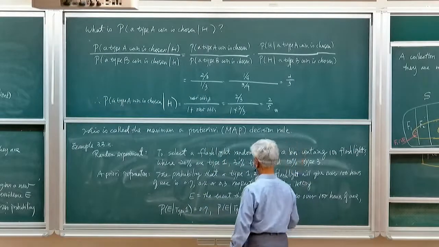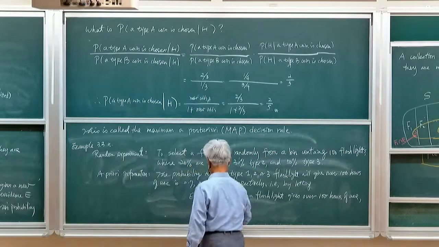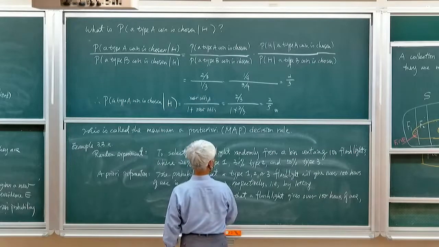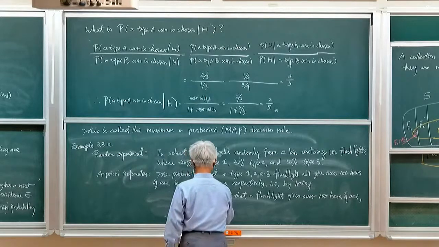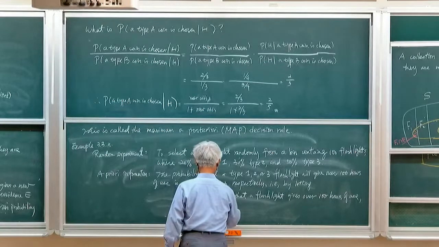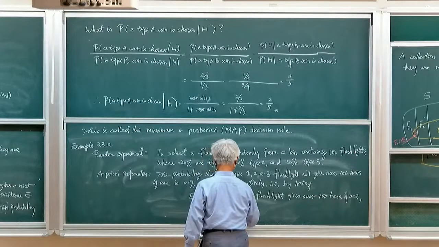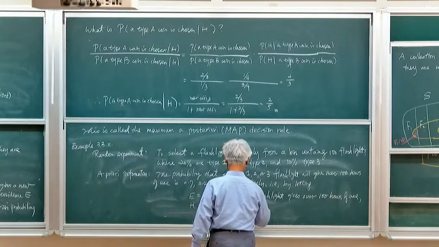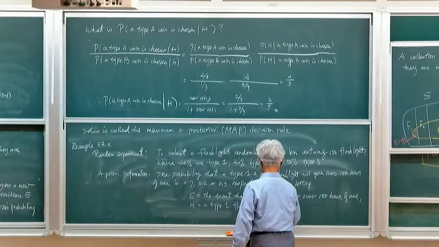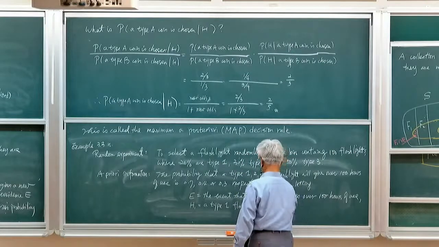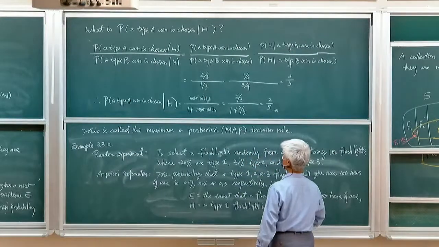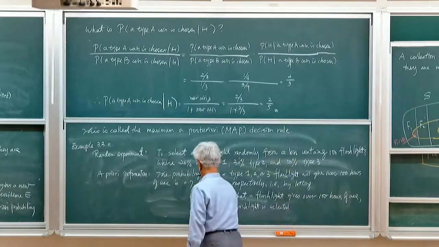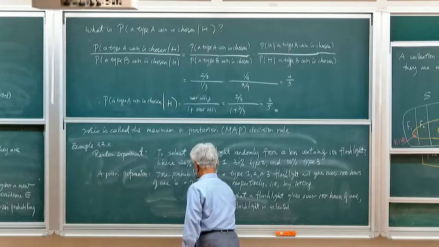Okay. So we will have hypothesis 1, which is that a type 1 flashlight is chosen, is selected. Okay, it's selected. H2, H3.